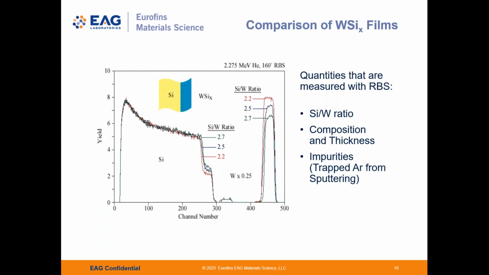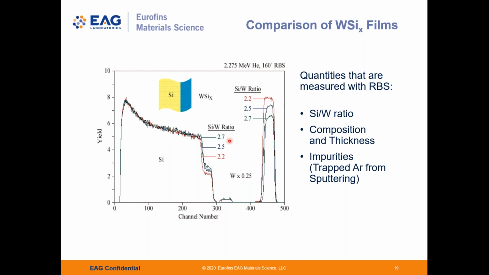This slide presents an overlay of the RBS spectra of three films. It's an overlay of 3 sample films of tungsten silicide on silicon. They vary in composition by their tungsten and corresponding silicon content. The 3 films in this plot are labeled by their Si/W ratio, or silicon-tungsten ratio.